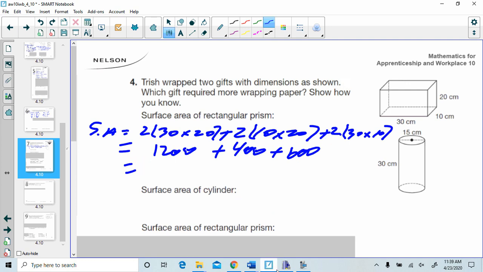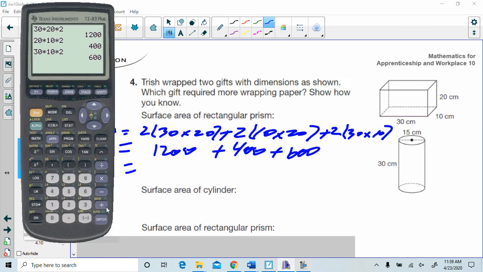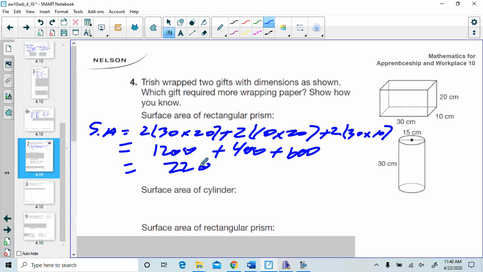Okay, so add them up. You get 2200. And this is going to be in centimeters squared. So 2200 centimeters squared.